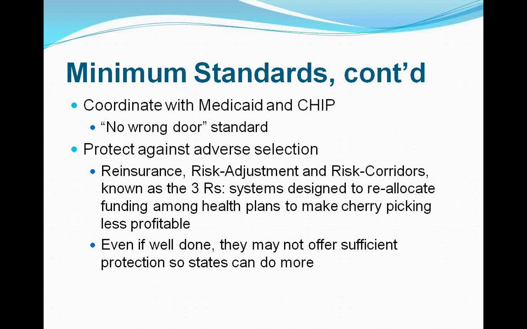More in the minimum standards category. A key piece of this is coordinating with Medicaid and CHIP. And you may have heard a reference to a no wrong door standard. This simply means that if a consumer or patient, family, individual walks up to the exchange or goes online to the exchange and says, I need coverage, what do you have? It's up to the exchange to figure out, is that person eligible for Medicaid? Are they eligible for CHIP? Are they not eligible for those things, so they're going to be enrolled in a qualified health plan, but do they qualify for a subsidy?